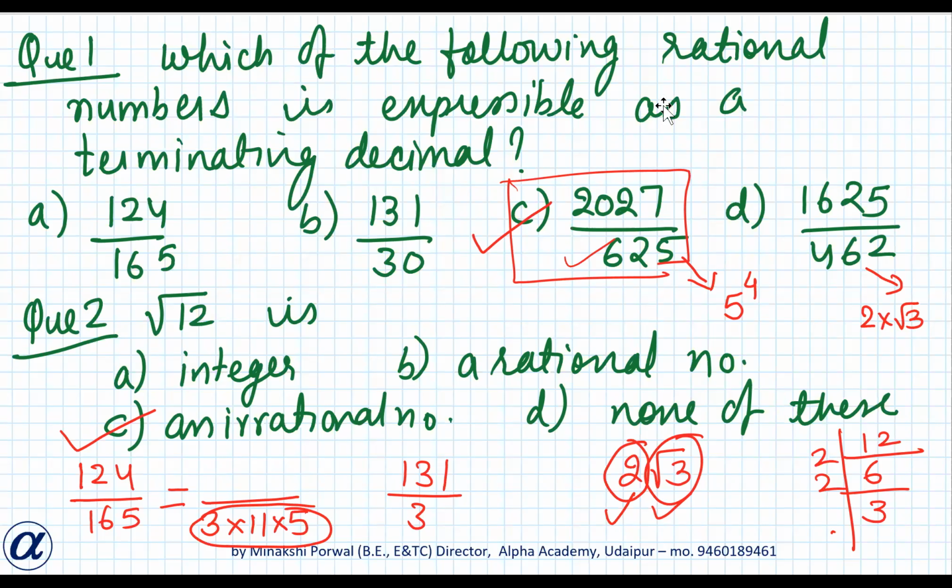Which of the following rational numbers is expressed as a terminating decimal expansion? When we check all of their denominators, first of all we will obtain them in simplest form. And when we check all of their denominators, C will only be in the form of having factors of only 5 or 2.